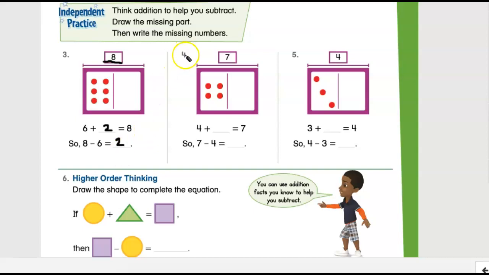So boys and girls, when you are solving for number 4 and number 5, our missing number that is in our addition will also be our missing number that is in our subtraction equation. So now is a good time to pause the video so that you can complete numbers 4 and 5. When you press play again, it will begin talking about number 6 at the bottom of the page.